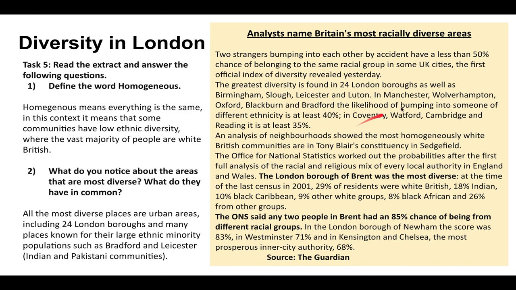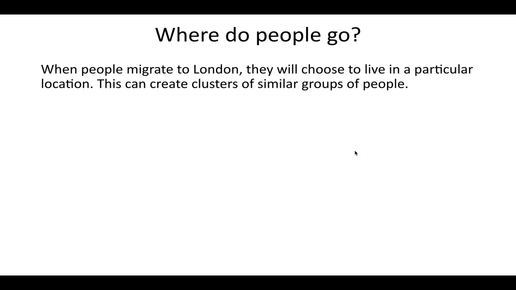So, 24 London boroughs, we've mentioned Brent already, but other places such as Leicester or Bradford are well known for their large communities of ethnic minorities. So, for instance, Bradford and Leicester are well known for their large Asian, Indian and Pakistani specifically communities. Okay, we are moving on to our almost last task.